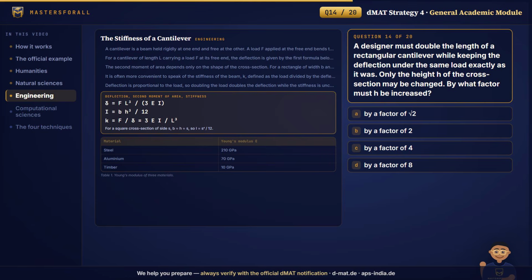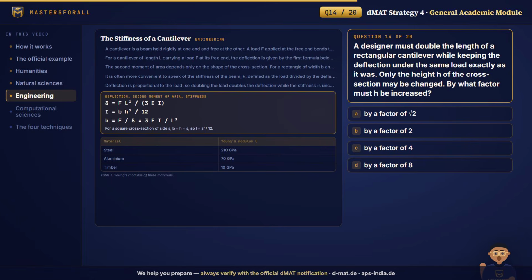Question 4. A designer must double the length of a rectangular cantilever while keeping the deflection under the same load exactly as it was. Only the height may change. By what factor must the height increase? A. Root 2, B 2, C 4, D 8. The same formula run backwards.